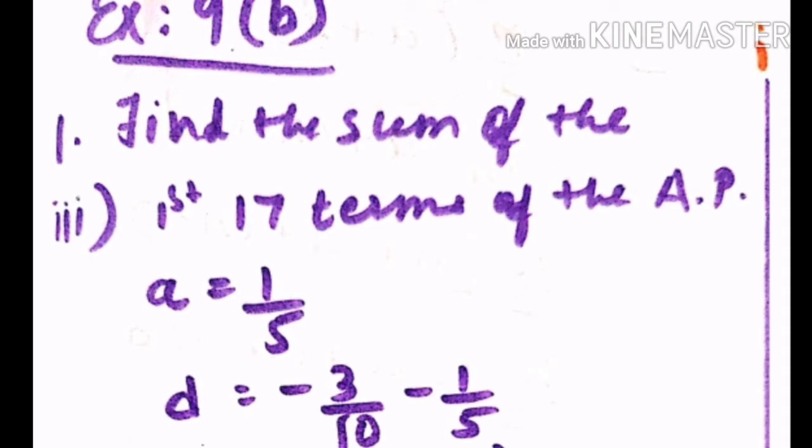A is equal to 1 by 5. Then we find the difference, that is the common difference. D is equal to second term minus first term, minus 3 by 10 minus 1 by 5. So by taking LCM and calculation we get our value of D.